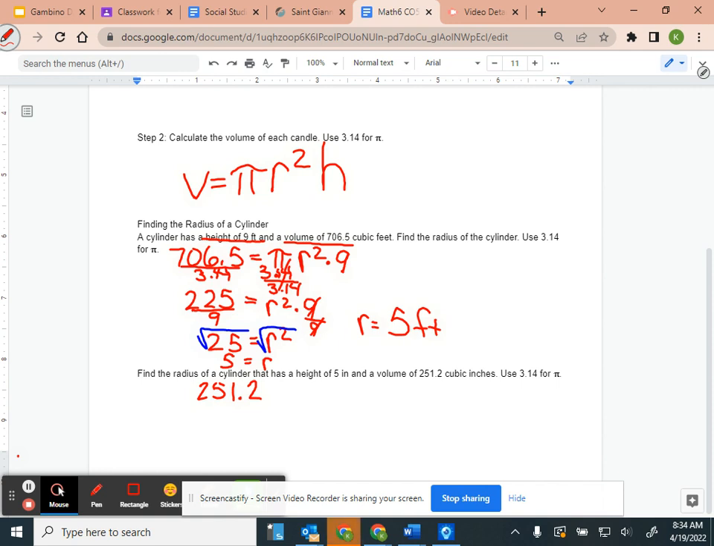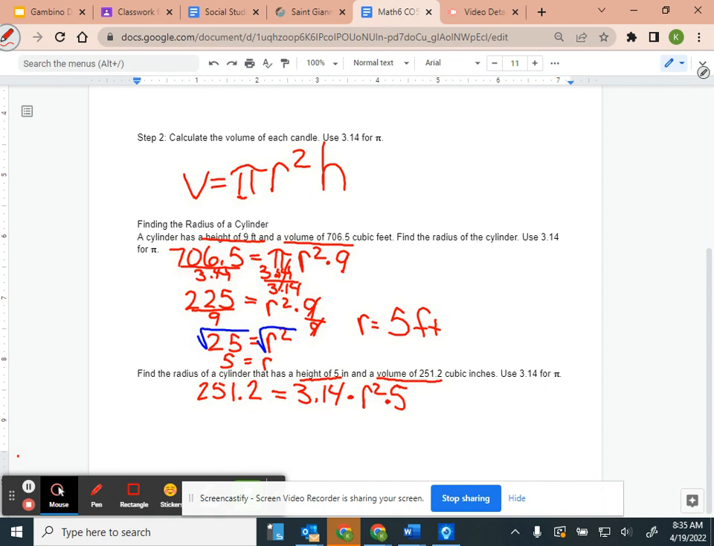Remember, you always have to write down your equation that you're doing. So we're starting with our volume, 251.2 equals what, Gabby? 3.14 times r squared times our height. And our height is 5. So now that we wrote the equation, remember, always write out your equation. Now we can do the math.